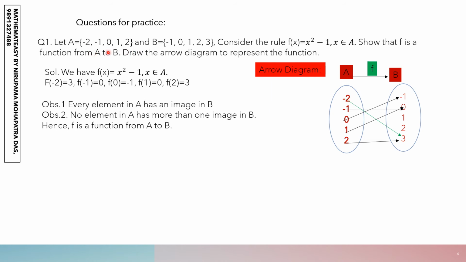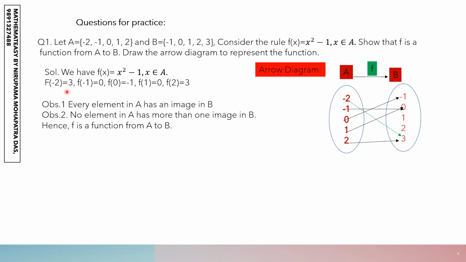So every element of A, so A has the elements -2, -1, 0, 1, 2. So f(-2), here we are given the rule f(x) equal to x square minus 1, x belongs to A. So f(-2) equal to 3, right? Square of -2 is 4, minus 1. f(-1), again square of -1 minus 1, you are getting 0. f(0), then f(1), f(2), right? We have taken all the elements.